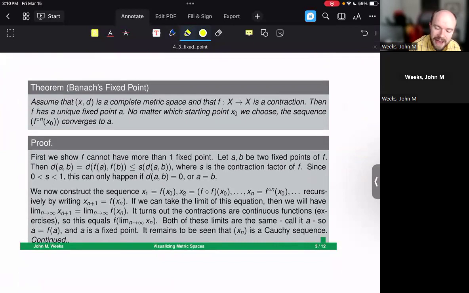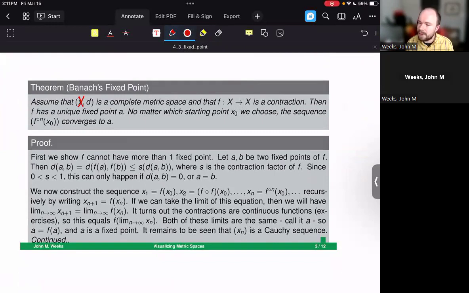Let's assume that capital X, d is a complete metric space, and that we have a function f which is a contraction going from that complete metric space to itself. Notice it wouldn't make sense to think of it going between two separate metric spaces. Then f has a unique fixed point A. No matter which starting point x naught we choose, the sequence that consists of compositions of the function f with itself n times, starting from the point x naught, converges to the point A.